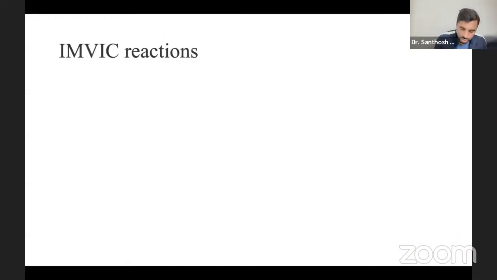Now we're coming to short notes. Short notes are very easy here. IMViC reaction means, what is IMViC? I for indole test, and M for methyl red.